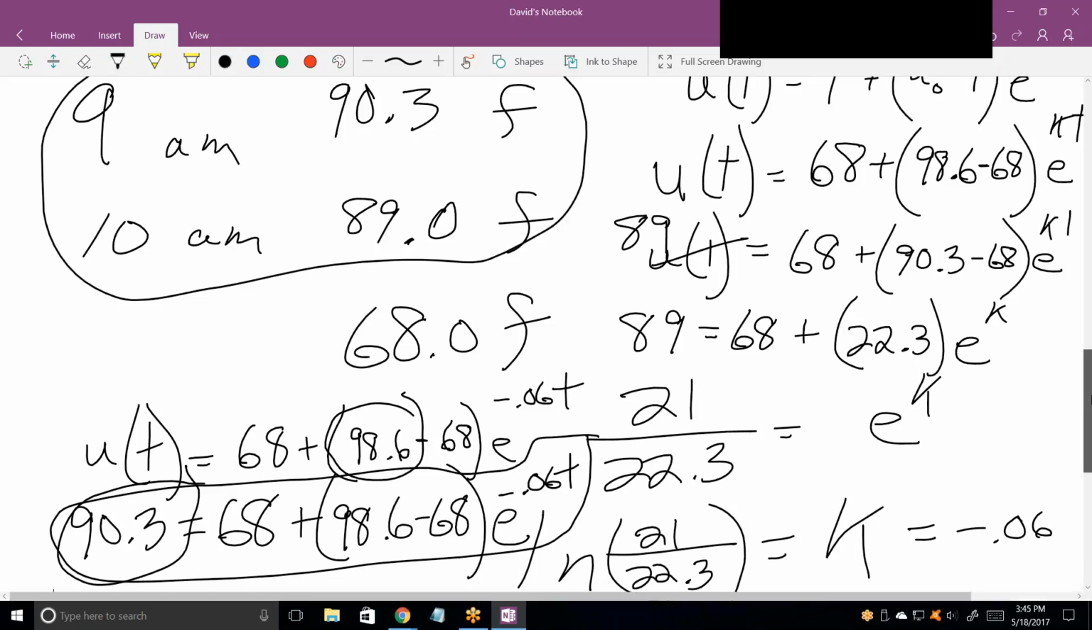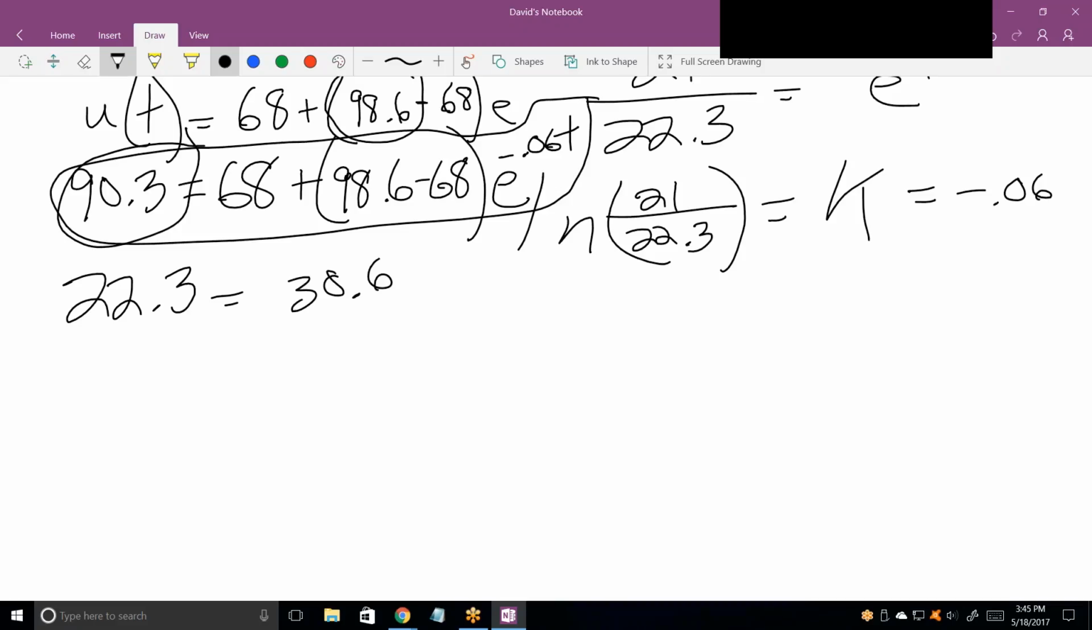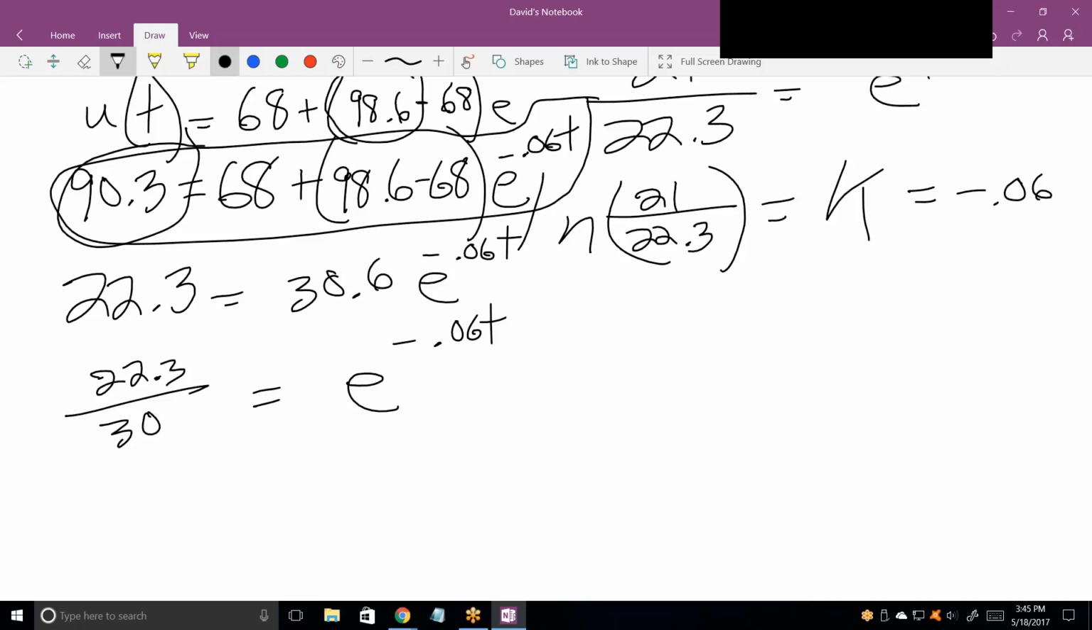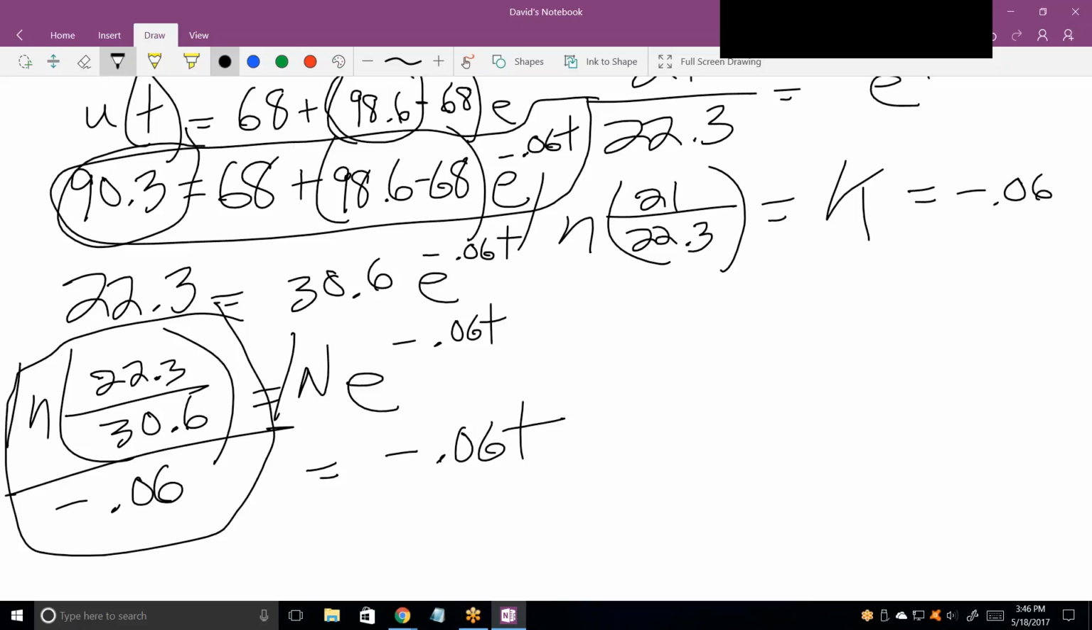So let's come up with a number and see if it makes sense. We got 22.3 equals 30.6 e to the negative 0.06 t. So e to the negative 0.06 t equals 22.3 divided by 30.6. We take the natural log of both sides, which gives us negative 0.06 t equals that natural log. So t is going to be that natural log divided by negative 0.06. So the natural log of 22.3 divided by 30.6.